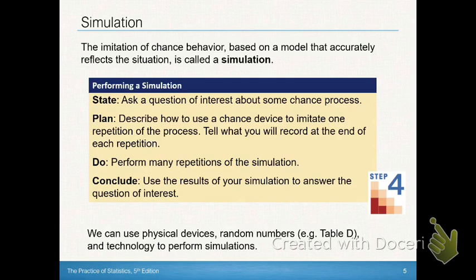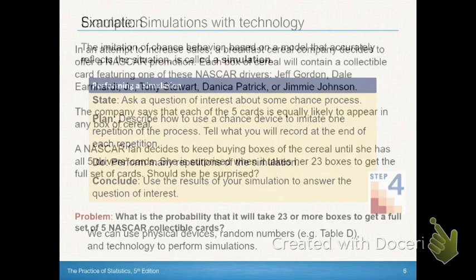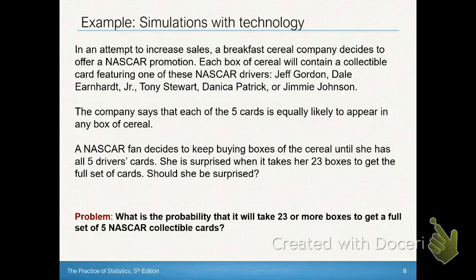Now, in terms of what you could use, physical devices would include things like a deck of cards, maybe some dice. You've got the random number table with your formula sheet. You've got your calculator where you can do the random int command, and you've got websites like random.org. These are all tools that we could use. So let's take a look at an example.